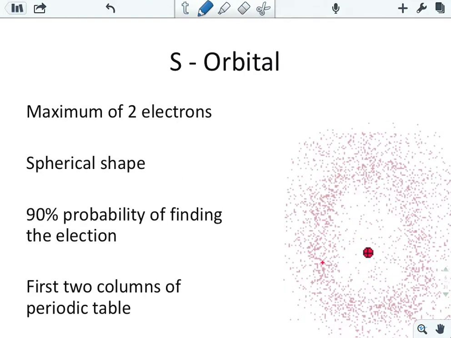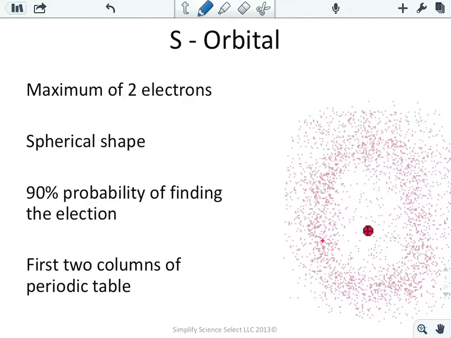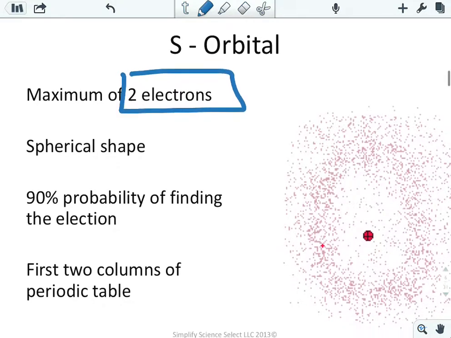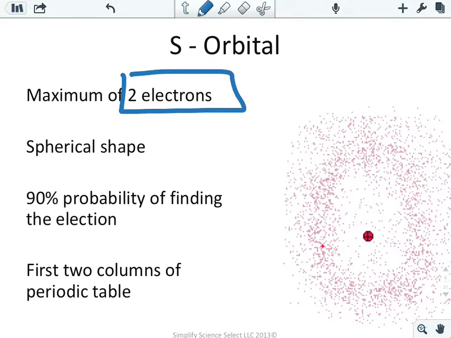Now, the orbitals that we're going to be talking about are S, P, D, and F. The first one is the s orbital. It can contain a maximum of 2 electrons. Every sublevel, so every suborbital, can contain 2 electrons. Now, in the s orbital, there's only one sublevel, so in the s orbital total, it can only carry 2 electrons.